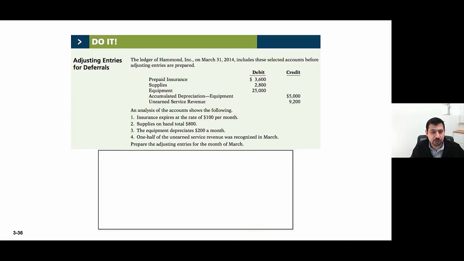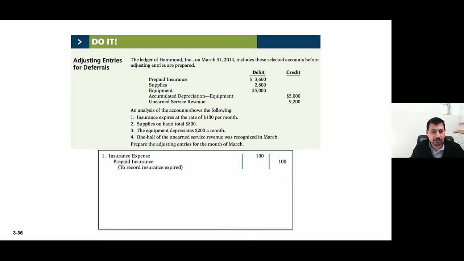Whenever we talk about insurance that is expiring, now we have recognized a new expense. So insurance expense has increased, and as a result we debit insurance expense $100 and we credit prepaid insurance because it has decreased by $100. The explanation would be to record insurance expired.